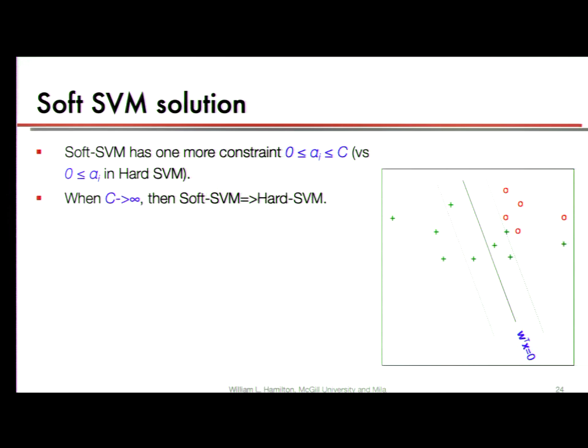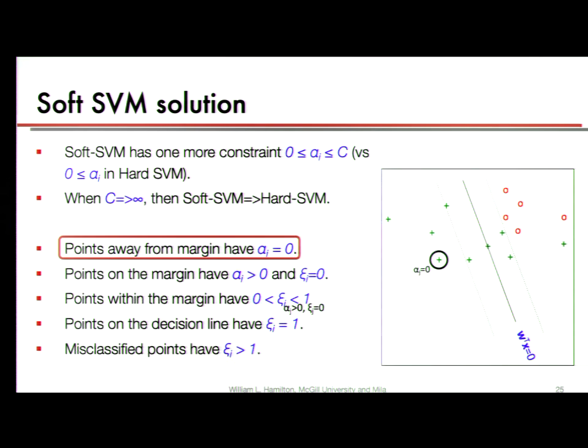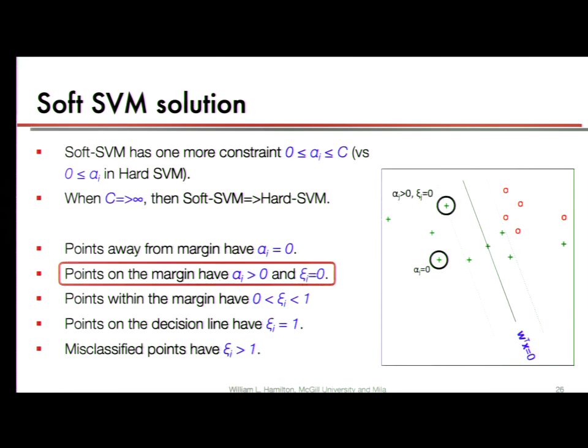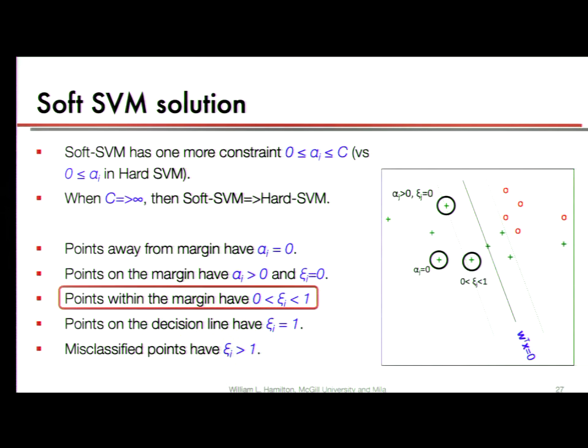We're representing this decision boundary as a sum over all of our training points, with alpha I times these training points. So some points don't matter. Some points are on the decision boundary and matter a lot, just like in hard SVM. But now we have some points that are within the margin. These points we're classifying correctly, but they're within the margin.